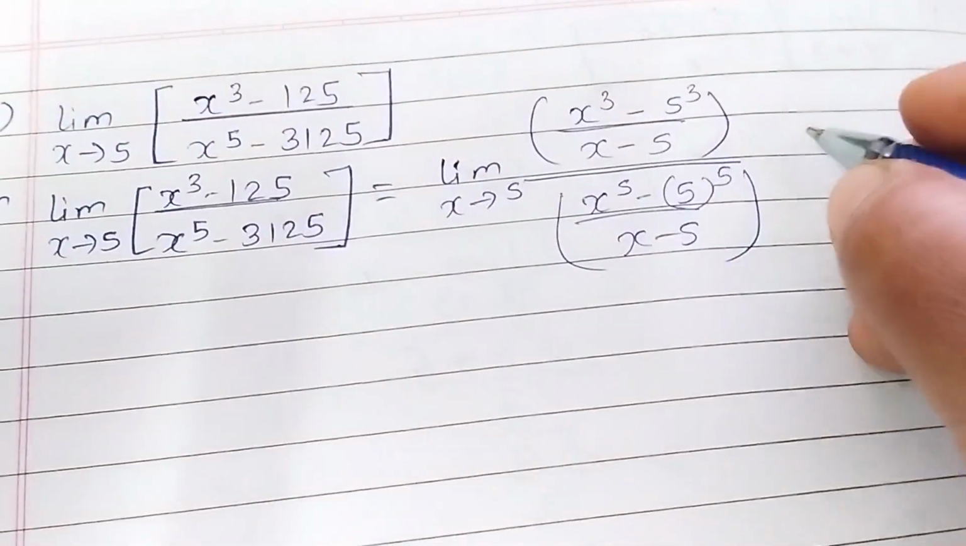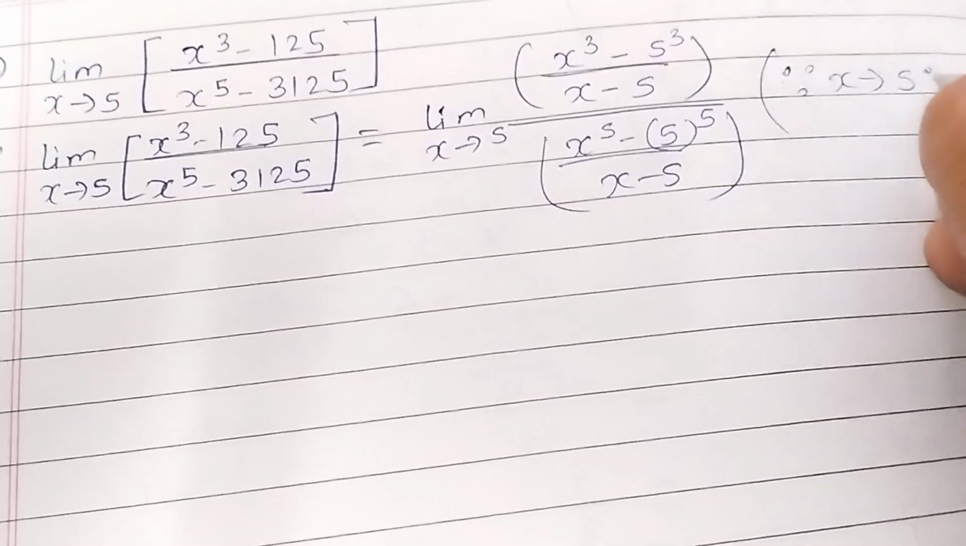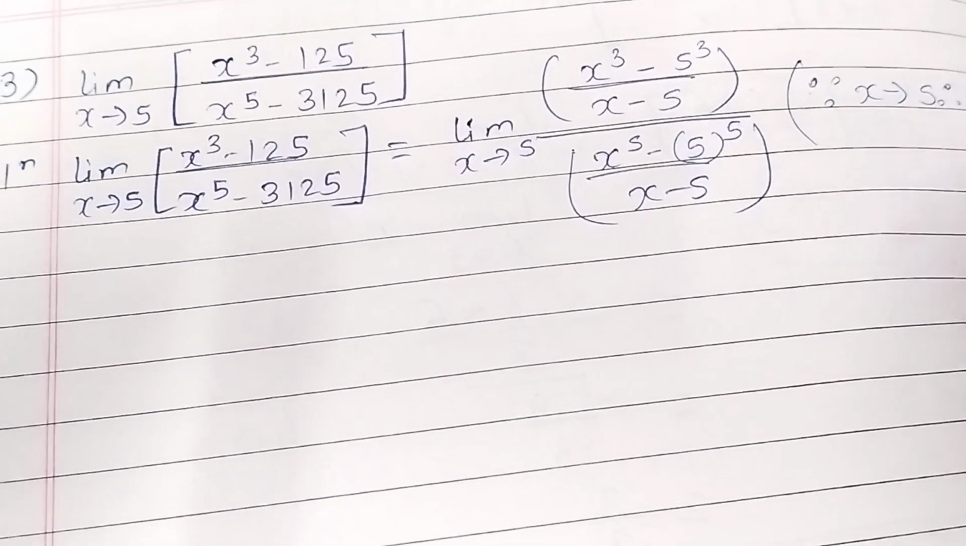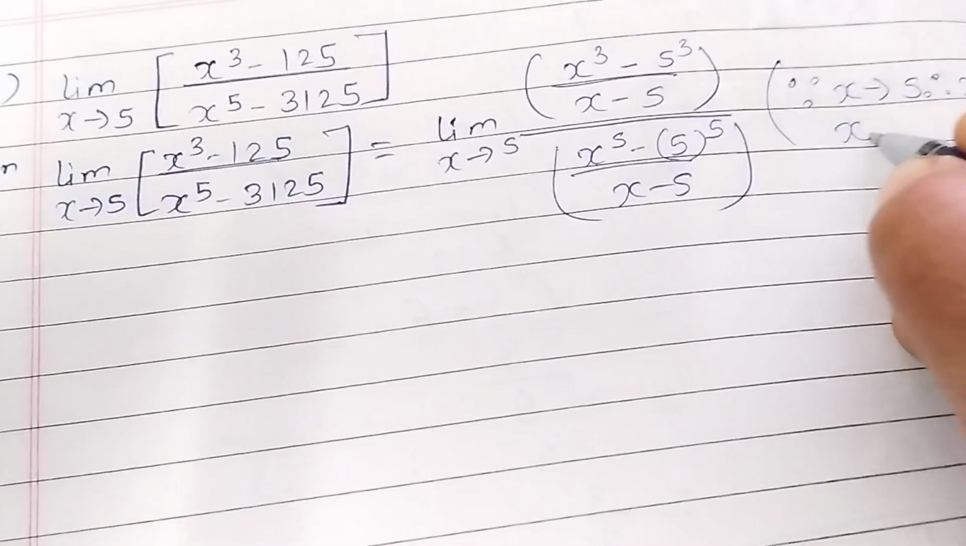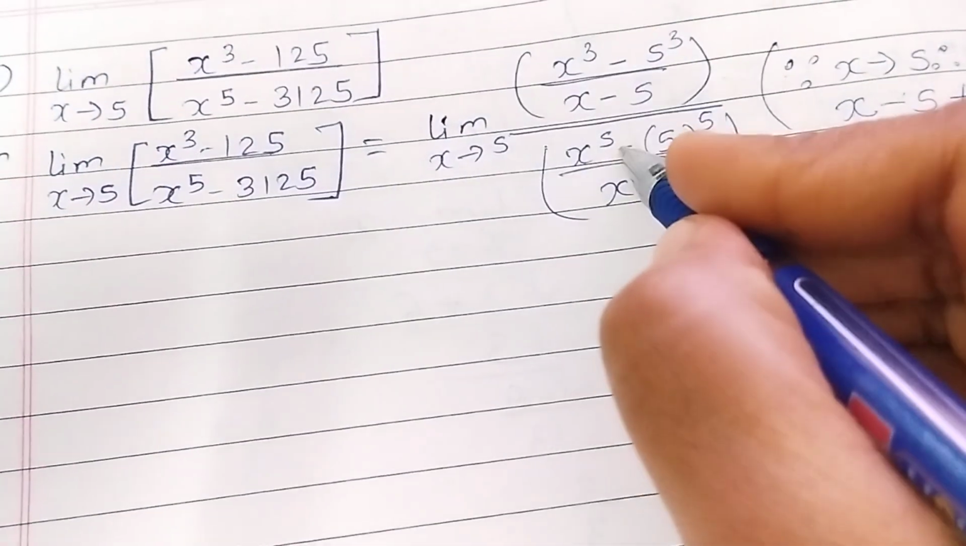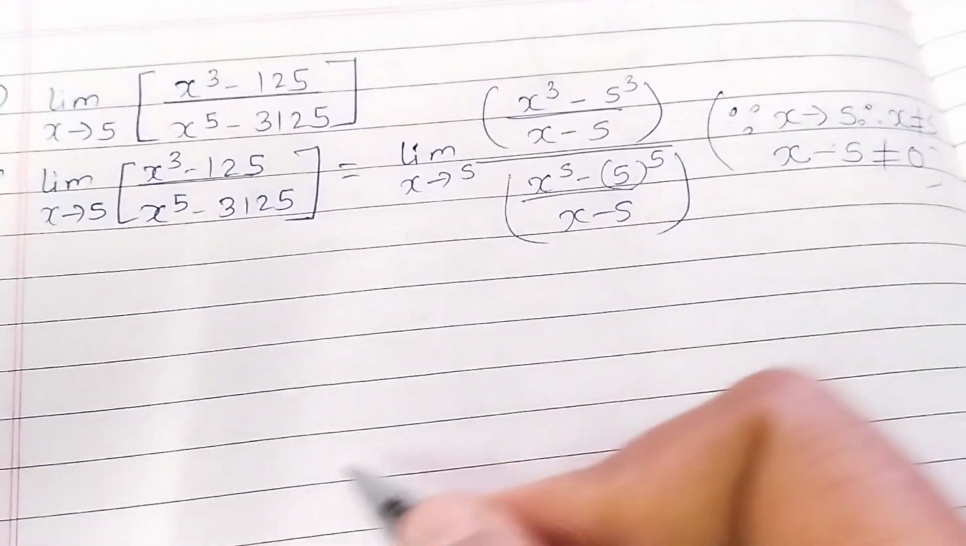Now use of the formula, which type of, so first one, x tends to 5, therefore x not is equal to 5. Why? Because now x minus 5 is there, so x minus 5 is not is equal to 0. ये हमने स्टेटमेंट में बताया.